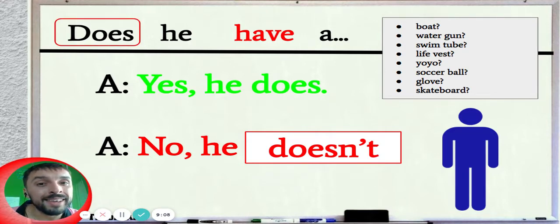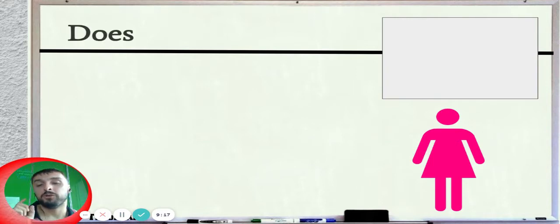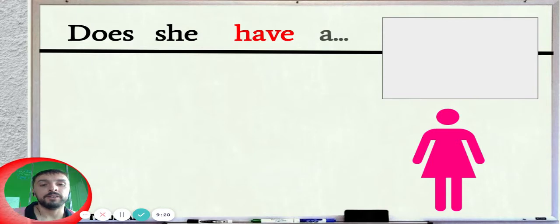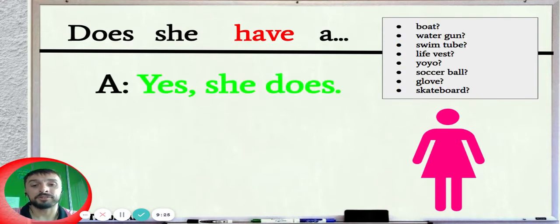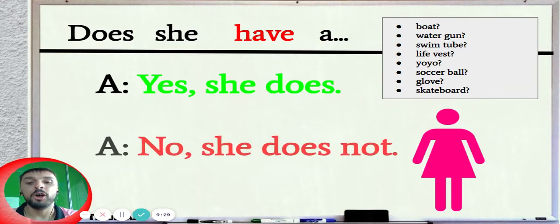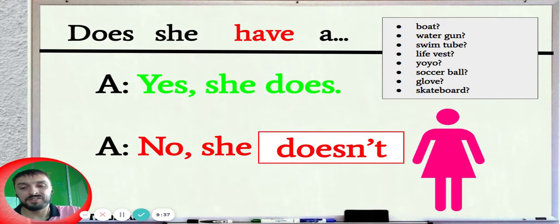Next one, oh yes, remember it's does, not do. It's not do he, it's does he. Does he have a? Okay, now it's the girl. It's the same question, only it's not he, it's now she. So does she have a? And the answer is yes, she does. And no, she does not. But we change does not to doesn't. No, she doesn't.